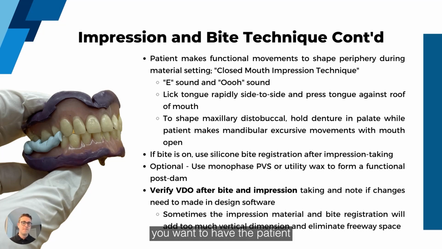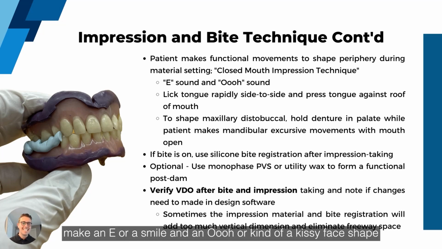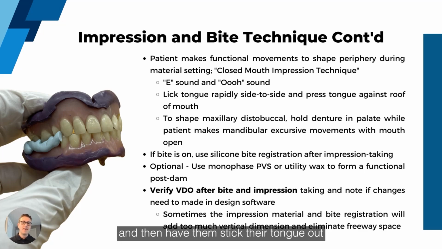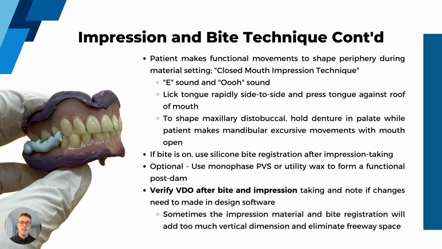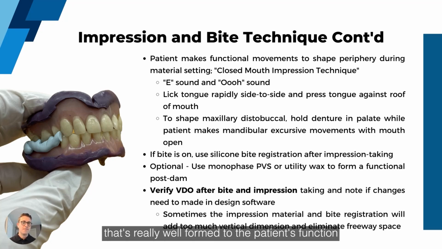So first, you want to have the patient make an E or a smile and an ooh or kind of a kissy face shape, and then have them stick their tongue out and rapidly move it side to side, and then press their tongue against the roof of their mouth. I find that if you can do all of those movements 3 or 4 times in the course of the material setting up, you get a phenomenal impression that's really well formed to the patient's function.